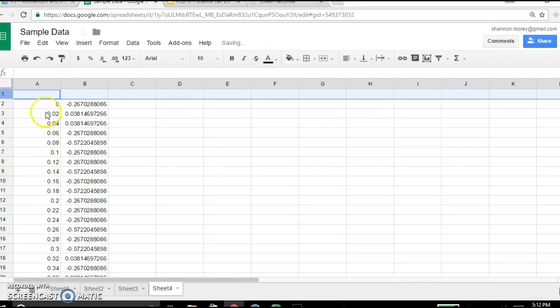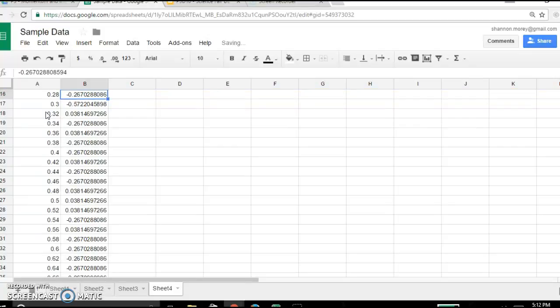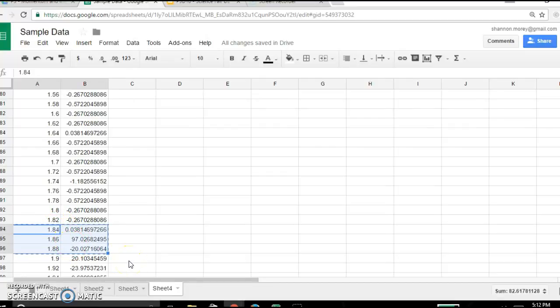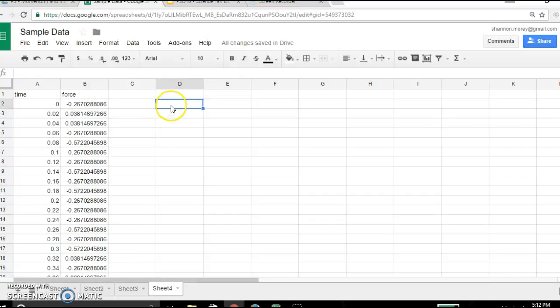We're going to insert a row above and mark this as time, and this as force. All right, and then we said we were only interested in our data from 1.84 to 1.88, so that's a pretty small time period, easy peasy. Here we go. All right, copy this over, and we'll put this here. So again, that's our time, and that's our force.